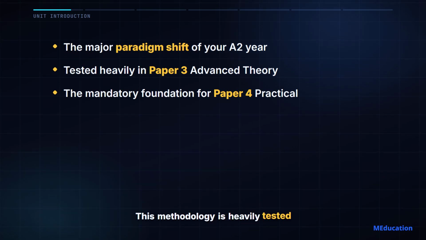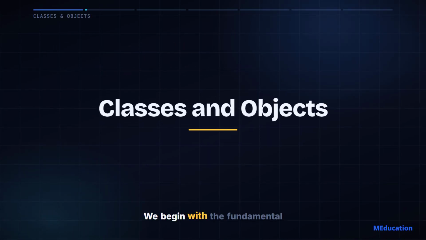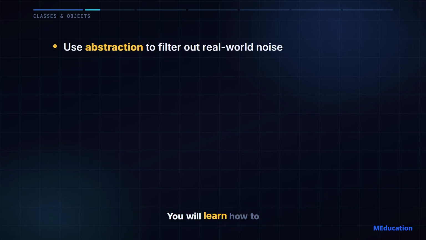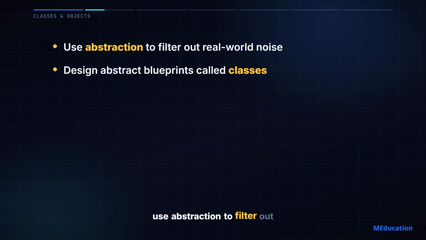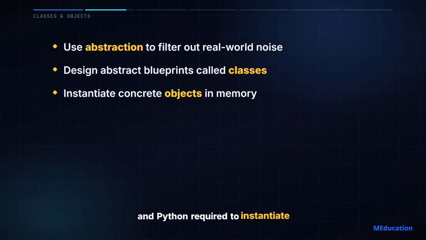This methodology is heavily tested in your Paper 3 theory exam, and it forms the mandatory backbone of your Paper 4 practical coding. We begin with the fundamental concepts: abstraction, encapsulation, inheritance, and polymorphism. You will learn how to use abstraction to filter out real-world noise, allowing you to design clean blueprints known as classes. From these abstract blueprints, you will write the pseudocode and Python required to instantiate concrete objects in the computer's memory.